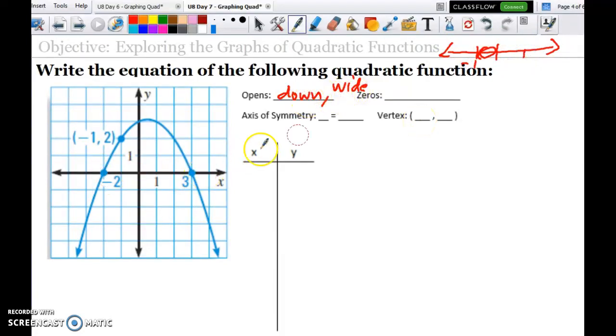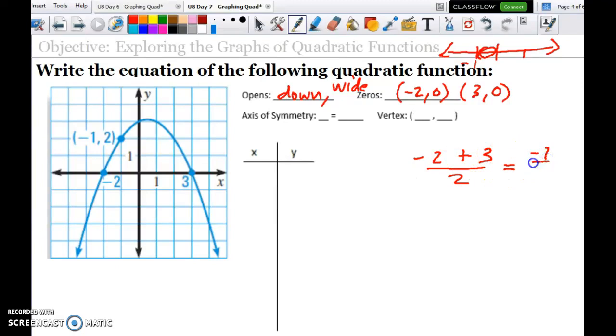Again, we can get the zeros pretty easily just by looking. I know that the first 0 is at -2, 0, and the second 0 is at 3, 0. These are also called x-intercepts or solutions. To find the axis of symmetry, I just average those, -2 plus 3 divided by 2, so I get -1/2. I'm sorry, I did it again, +1/2.